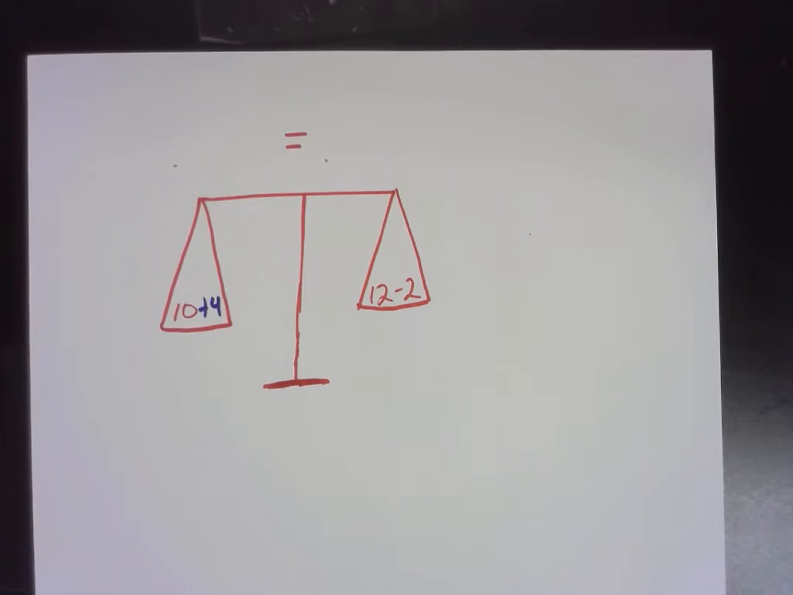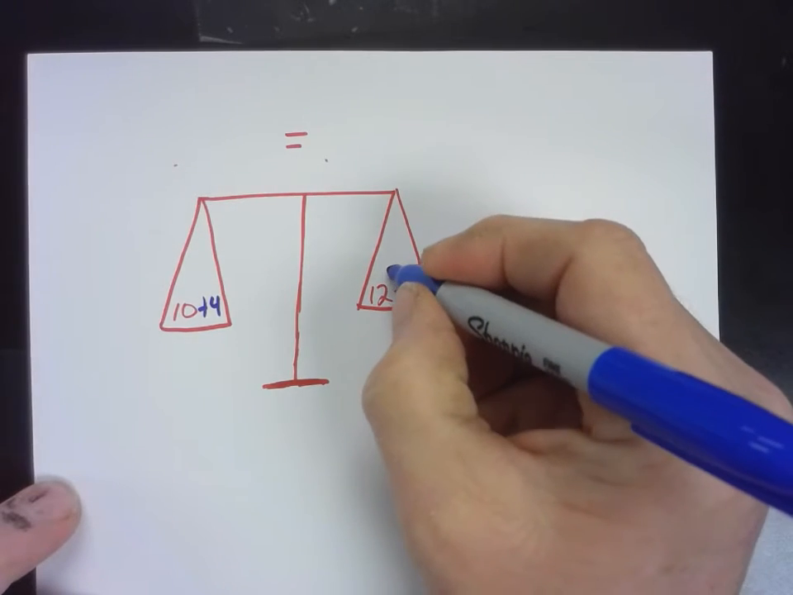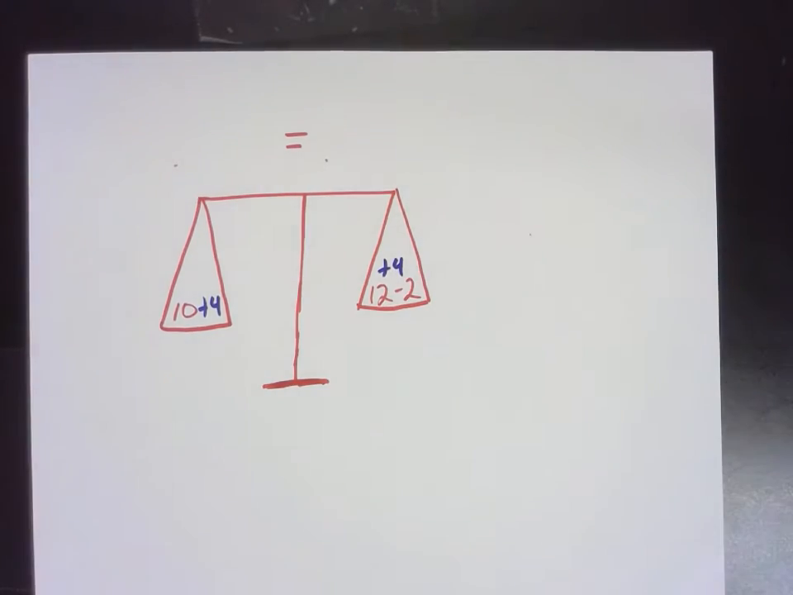Yeah, exactly. It's just not balanced anymore. It's not equal anymore. So what do I do over here? Add 4. Now what happens? Are you back to balance? Okay. This is called the addition property of equality, and there's a subtraction property of equality.